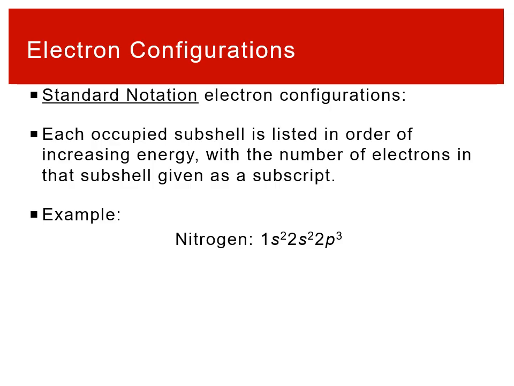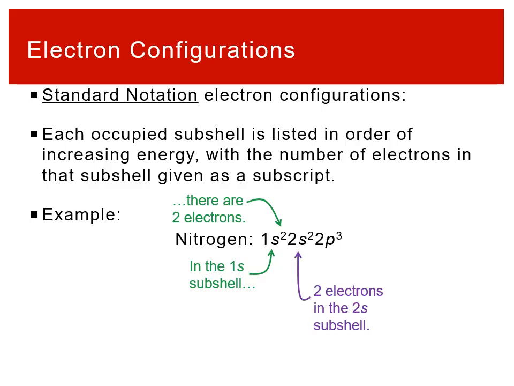If we parse this out, for nitrogen 1s is the lowest energy subshell, so it's first. And for nitrogen, there are 2 electrons in that subshell. That corresponds to being a full subshell. We then move up. There's more than 2 total electrons in nitrogen, so we go to 2s, and again there are 2 electrons in that subshell. These exponents, 2 and 2, indicate how many electrons are in those subshells for this atom. We keep going up. 2p has 3 electrons.